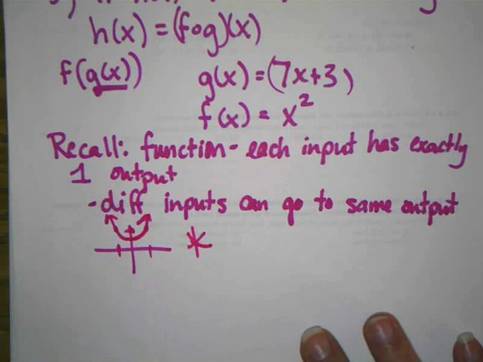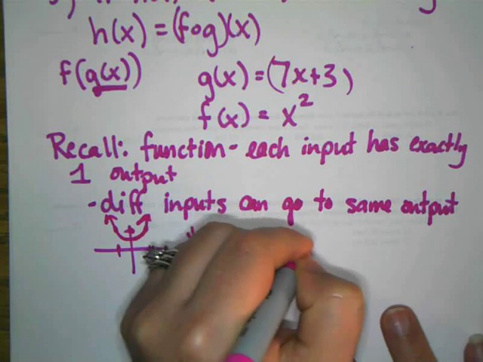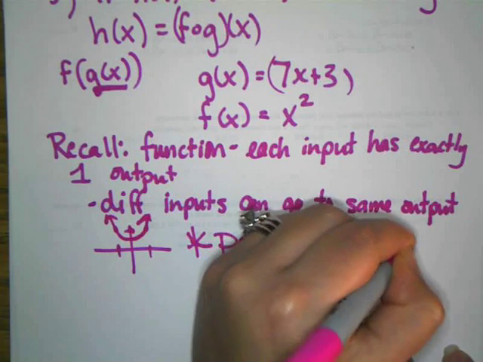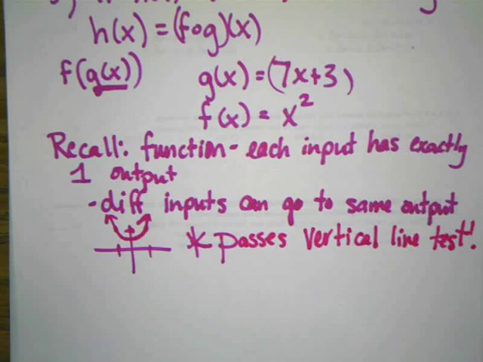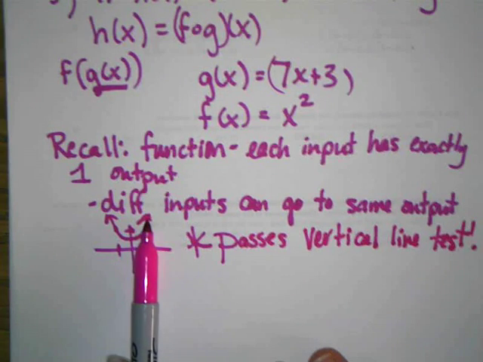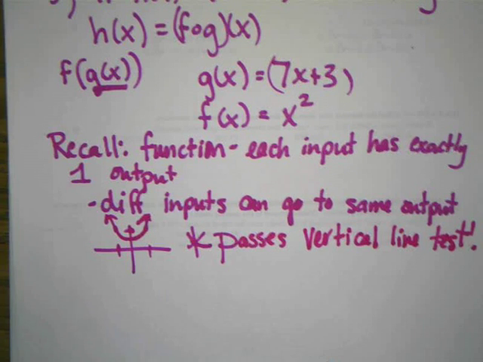The other key to a function is it passes a special kind of test. Do you know what that test is? It's the vertical line test. The vertical line test is when you put a vertical line on your parabola or your function of any sort, and notice that the parabola only touches the vertical line in one place at a time.